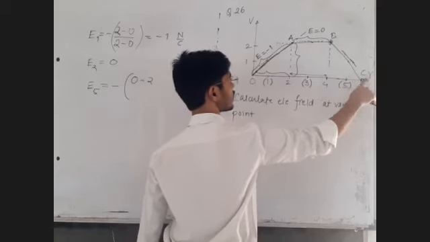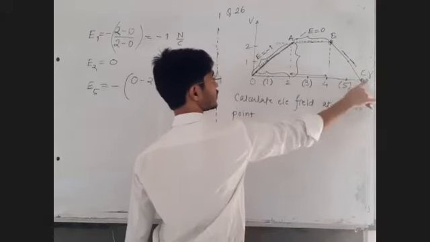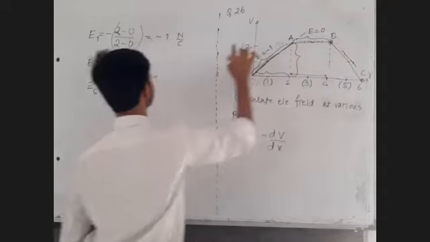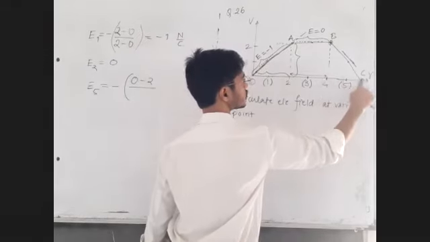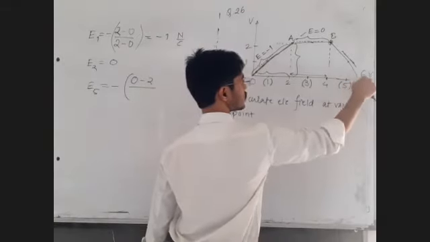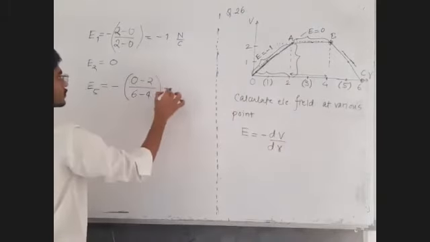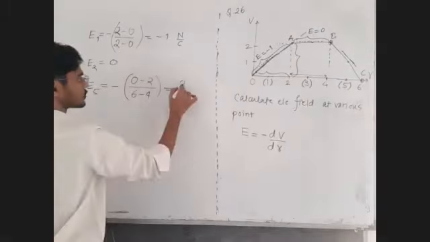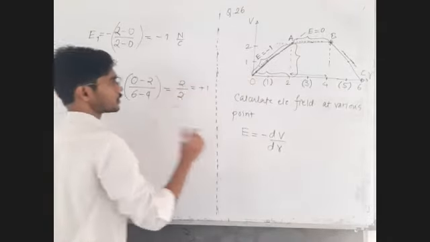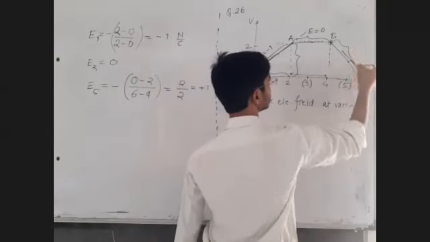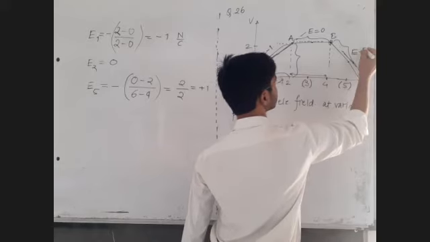Change in y coordinate upon change in x coordinate. Change in y is final y minus initial y. Final y is 0, initial y is 2, divided by final x is 6, initial x is 4. This minus minus becomes plus, 6 minus 4 is 2. It is plus 1. So in this region, the electric field is simply 1.